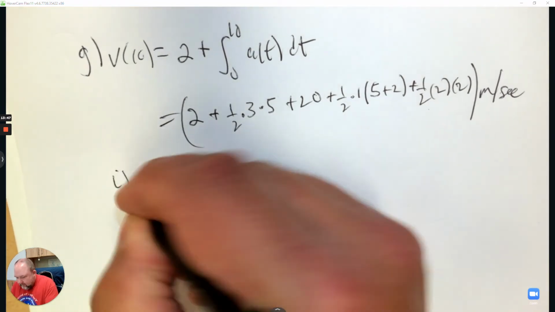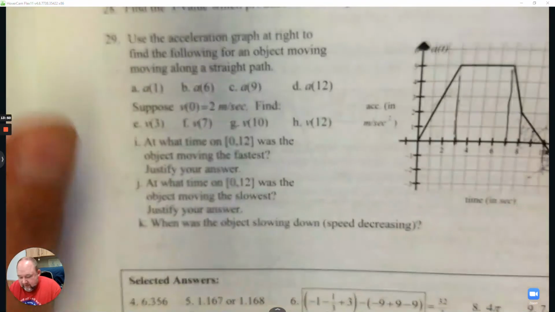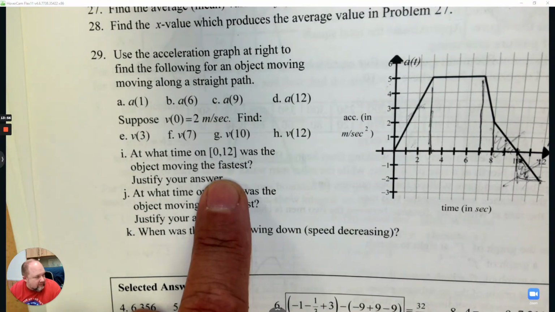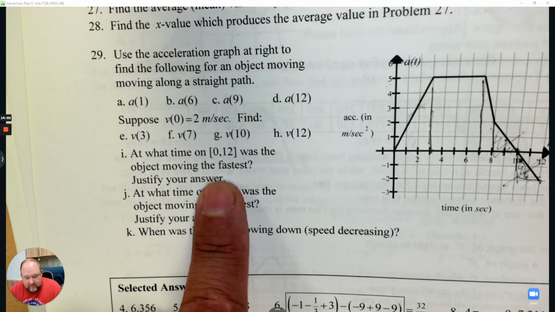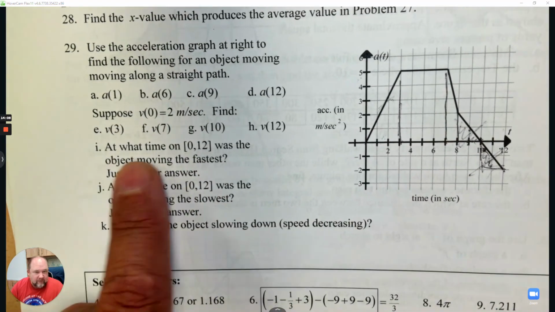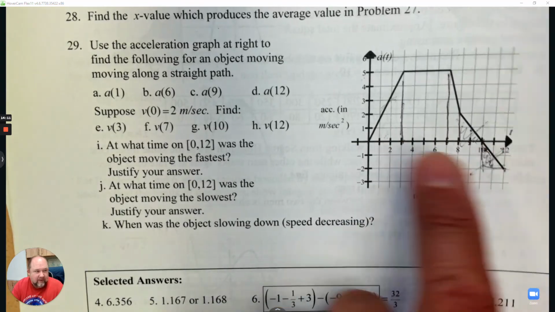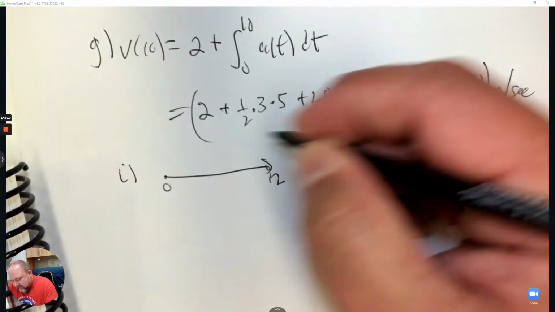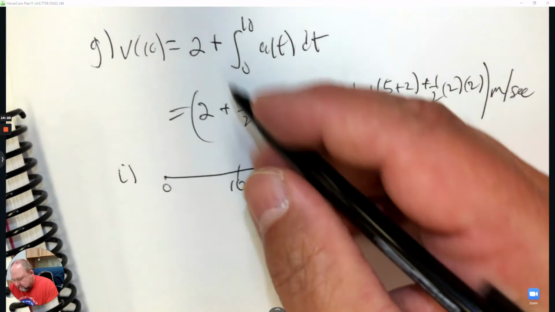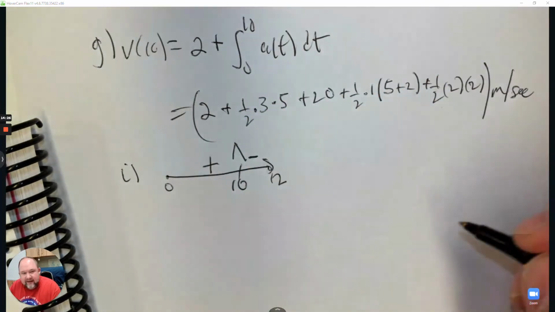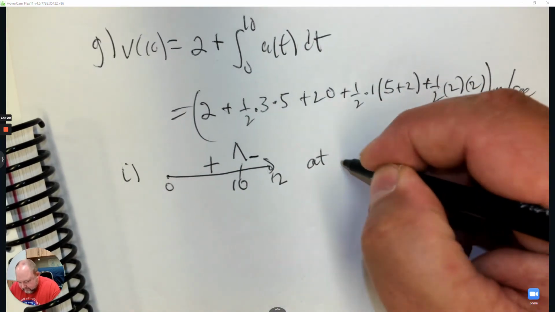I. At what time from 0 to 12 was the object moving the fastest? And then justify your answer. So if I look at the acceleration in terms of when the object was moving the fastest, draw a number line from 0 to 12 and recognize at 10 it changes from positive to negative. So that means 10 creates a maximum.